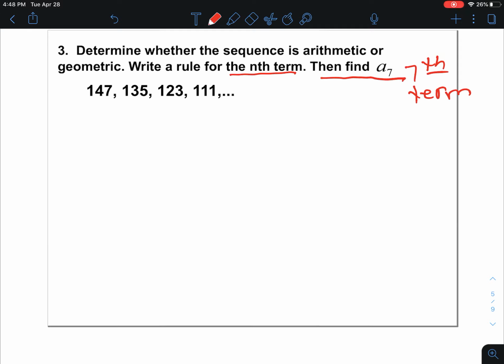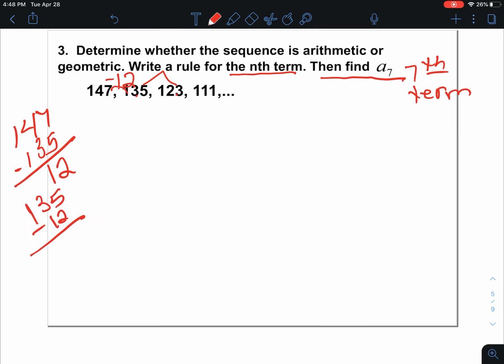Okay, so first of all, if I start with 147 and I notice I'm going down to 135, then down again to 123, I can see that if I subtract between the two, so take 147 and take away 135, that is a difference of 12. So we're subtracting 12 to get to that next term. If I take 135 and I subtract 12 again, do I get 123? And looks like I do.